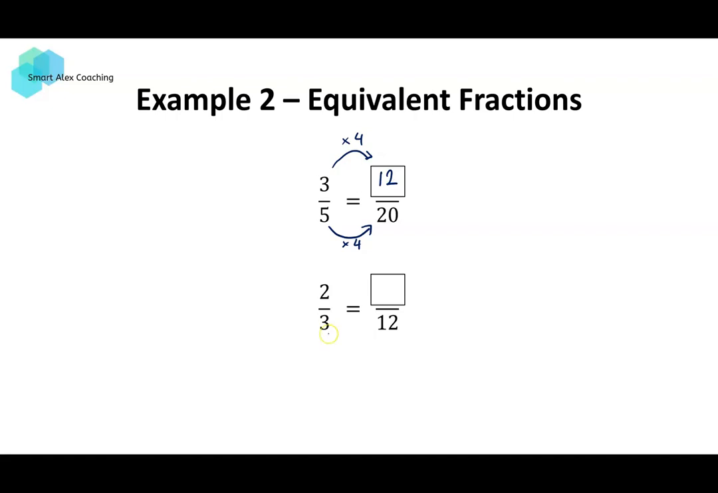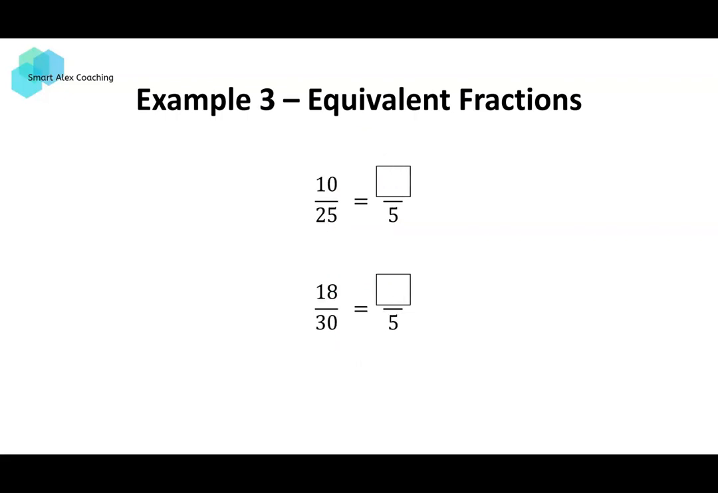For 2/3, I'm going to convert to a fraction whose denominator is 12. 3 times 4 is 12. I'm also going to multiply 2 by 4 also. 2 times 4 gives me 8. And we have 2/3 is equal to 8/12.